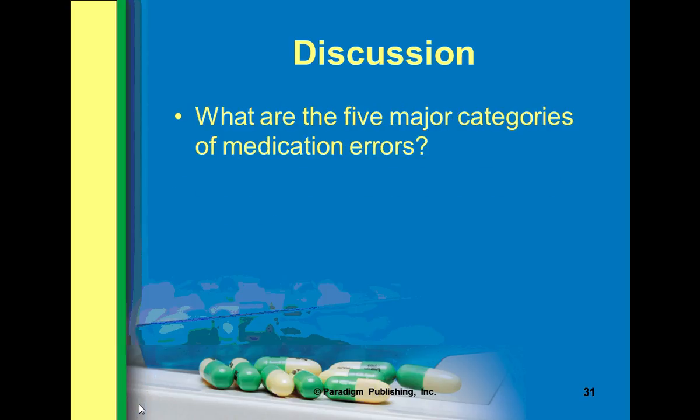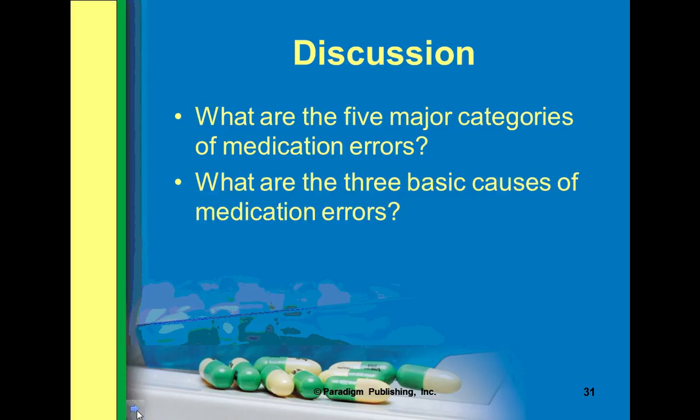Here are some more questions to think about while you're studying your notes. What are the five major categories of medication errors? Those are the ones we just went over, like omission error, wrong dose error, extra dose error, form error, and wrong time error. And what are the three basic causes of medication errors? Assumption errors, selection errors, and of course capture errors.